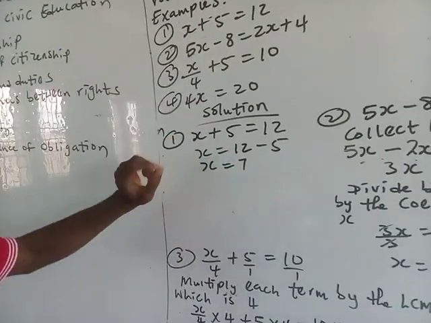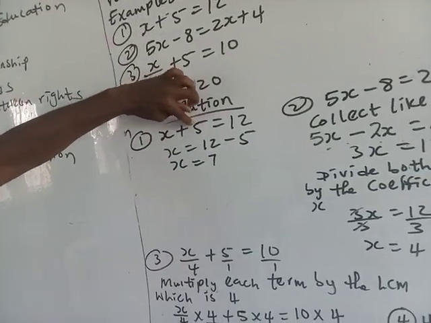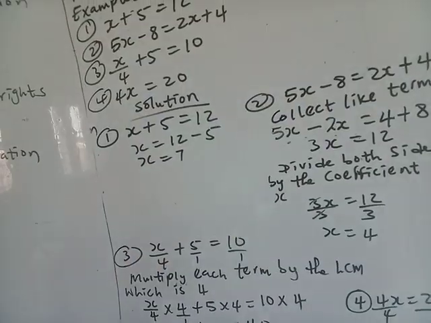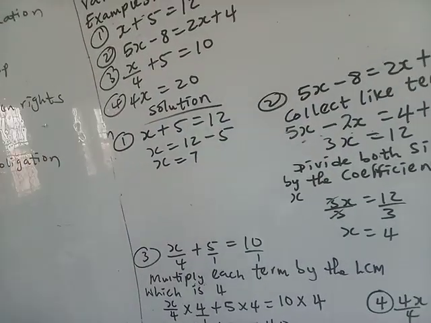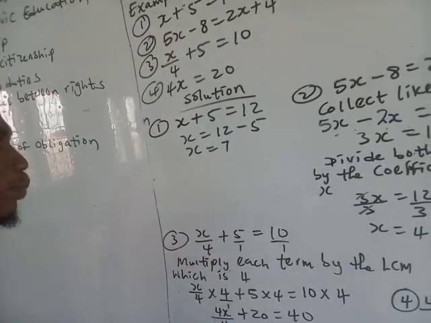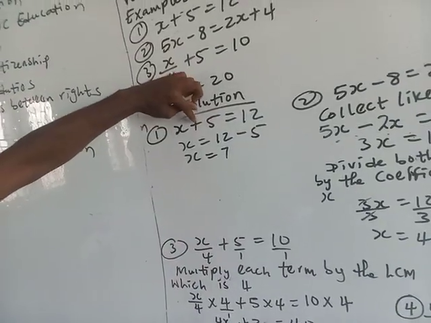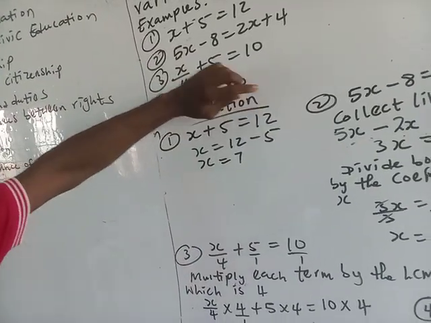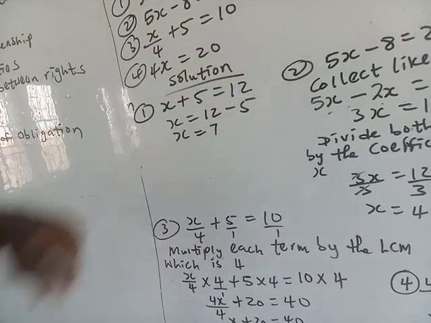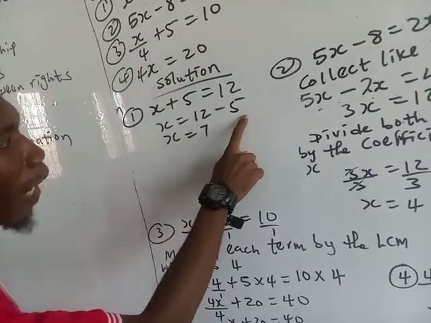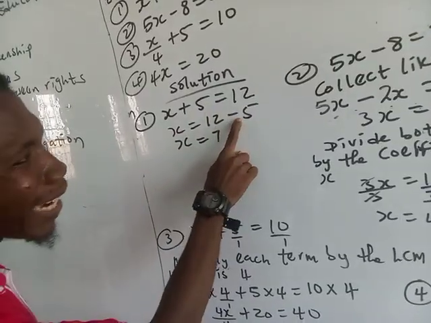And how do you find the value of x? You have to move plus 5 to the other side of the equation. Now I'm going to look at this. This is x plus 5 equals 12. You move plus 5 to the other side. It becomes 12 minus 5. You can see that the plus 5 becomes minus 5.